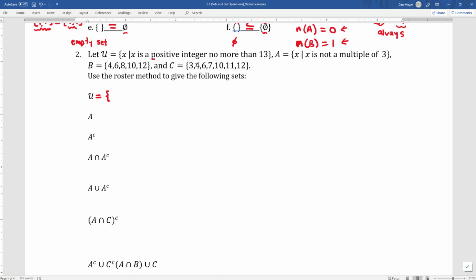The integer part means whole number. So we want positive whole numbers, and no more than 13 means less than or equal to 13. 13 is itself no more than 13, and so is everything smaller than 13. So we have a few different things to satisfy here. We want our whole number to be positive, and for that positive whole number to not be any bigger than 13. So we have basically the whole numbers 1 through 13.